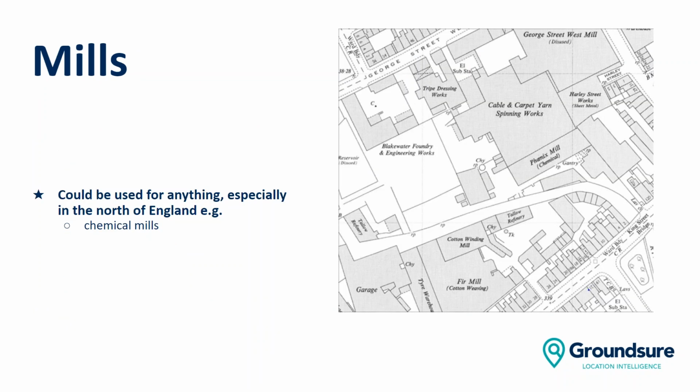So mills can be an industrial building, really any industrial buildings, especially in the north of England. There is sometimes a perception that mills just mean relatively benign things like flour mills, corn mills, and the like, but they can literally be any industrial use. And as you'll see on the following slides, it's definitely something to keep an eye out for.